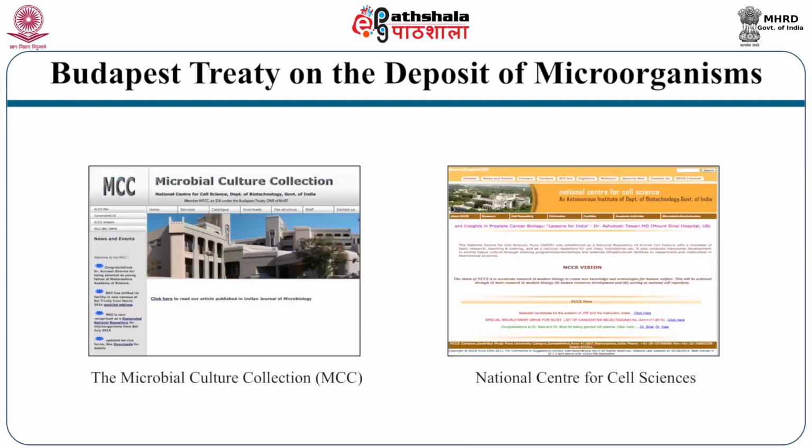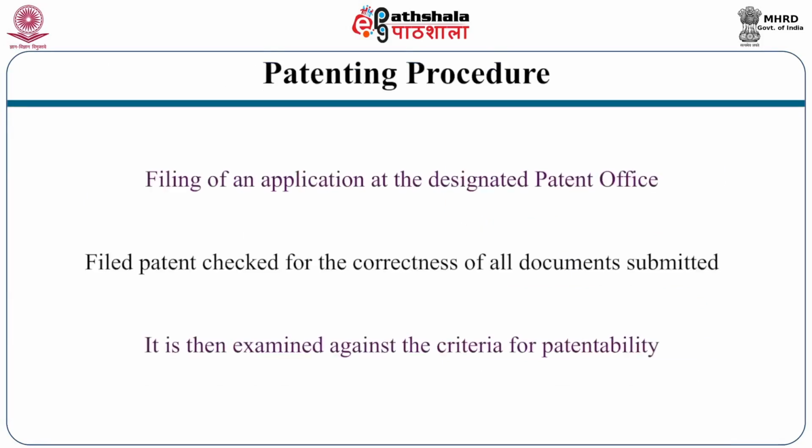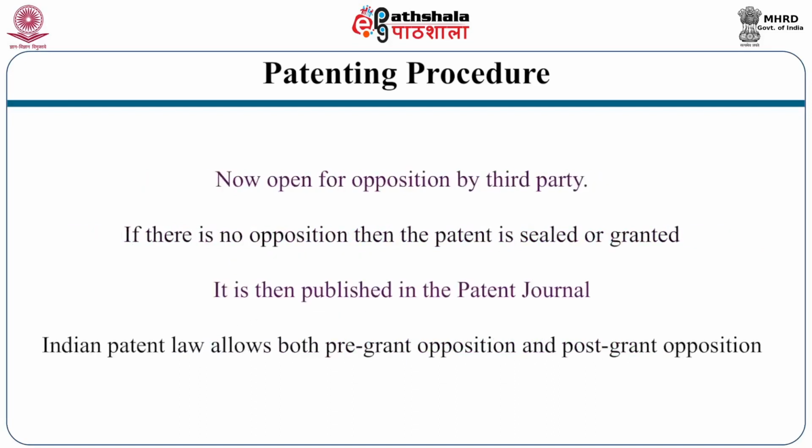Now, let us look at some of the procedures for patenting. First, you file a patent application, then the patent office checks for the criteria mentioned and whether all the documents are in order. It also looks at prior art, which I have already explained, and then it publishes the patent document in its official journal.